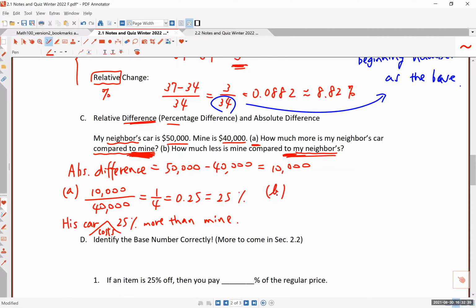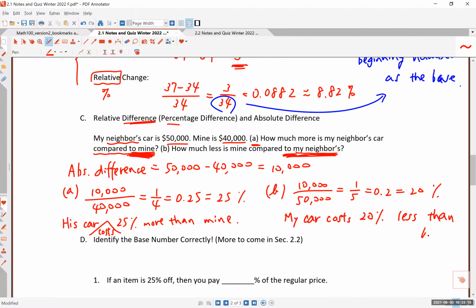Now, if you're answering part B, how much less is my car compared to my neighbor's car? Remember now, my neighbor's car is the reference. So I have to divide the absolute difference by 50,000, which will give you 1/5, which is 0.2, which is 20%. All right, so I can say my car costs 20% less than his. So this is tricky, right?